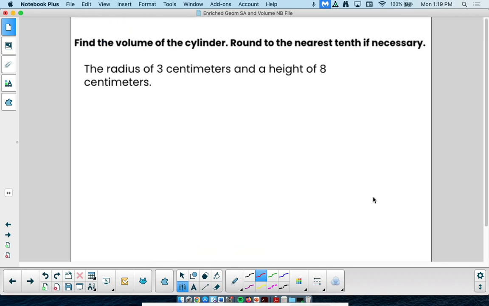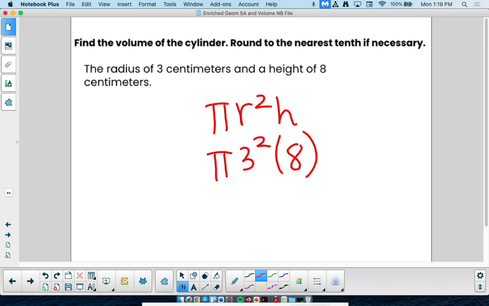Okay, next one. We have a cylinder with a radius of 3 and a height of 8. We're just plugging in, right? Nine times 8. What did you guys get? 72. Pi r squared times 8? It's going to be like 220. Wow, you're very close. Anyone have an exact answer? 226.2.